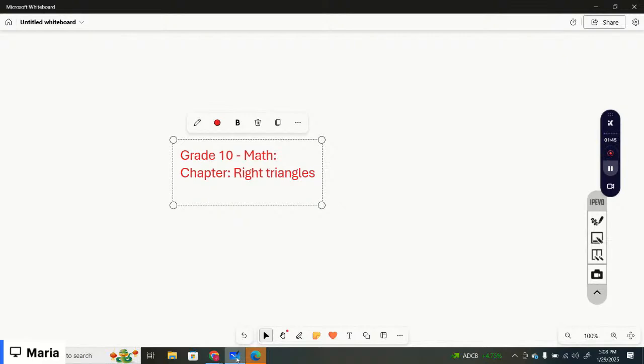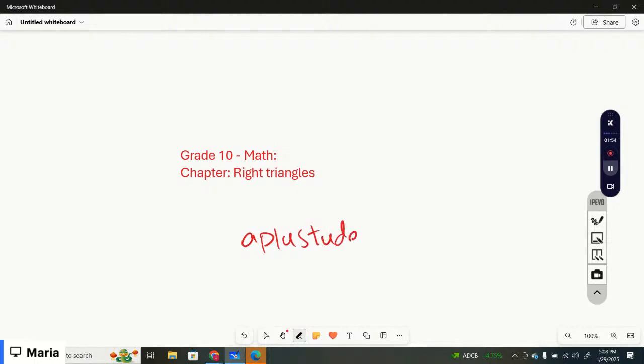You can find all the lessons on aplusstudents.com. You have to log in there using your email address and password as provided by the administrator. Then you have to select math from the subject tab.